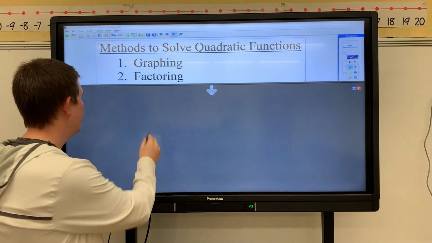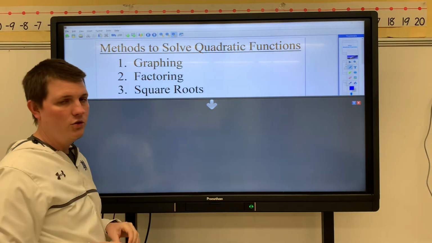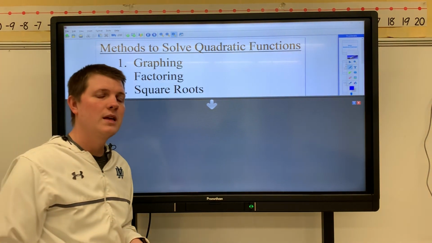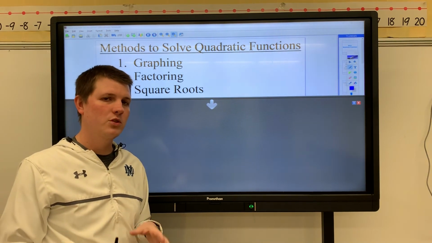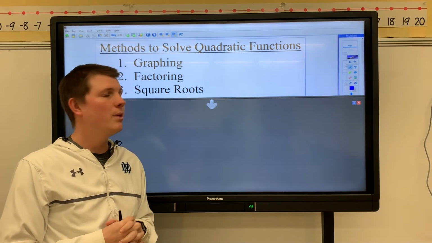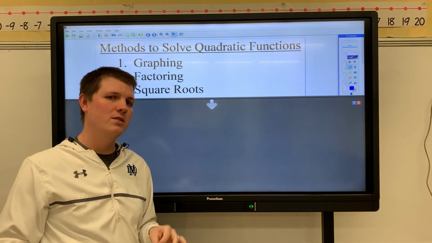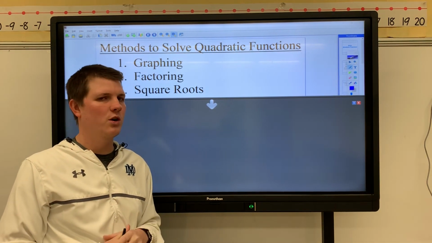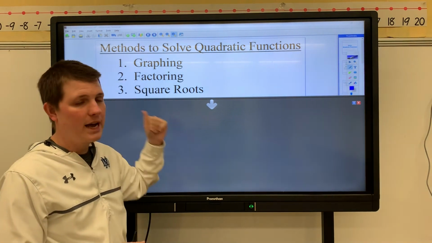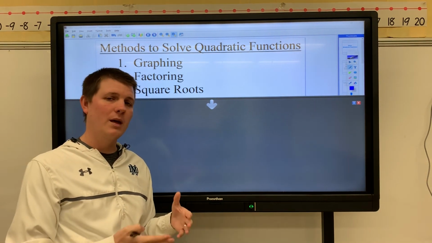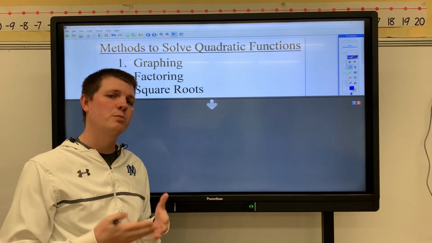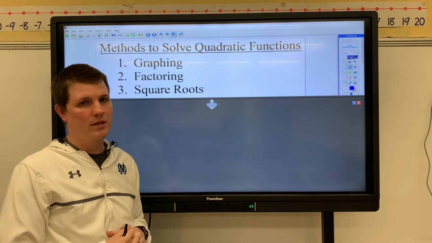The next method is by using what we call square roots. Now, the thing with this method is it only works on certain problems. And we'll talk about that when we get to that video. But it only works on certain types of quadratic functions. It doesn't actually work on all types. Same thing with factoring, actually. If it's not able to be factored, if you remember, sometimes we had some that were prime that we couldn't factor. If it was prime, we could not do the factoring method.